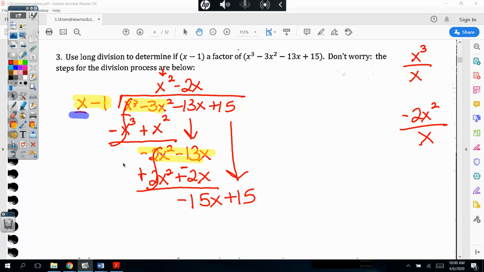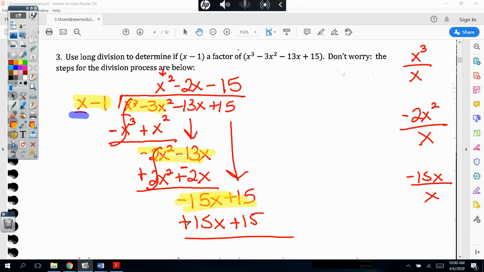And now we figure out how many times this x goes into the negative 15x. If you need to write it down, negative 15x over x, it'll be negative 15 times. You multiply down: negative 15 times negative 1 is plus 15. Change all the signs, and you get a remainder of 0.